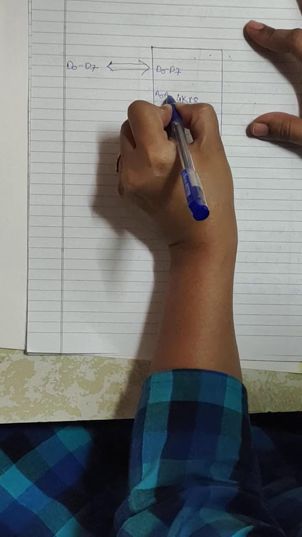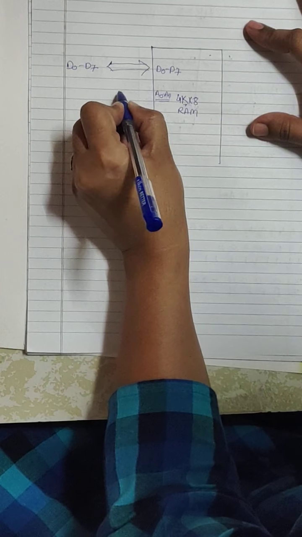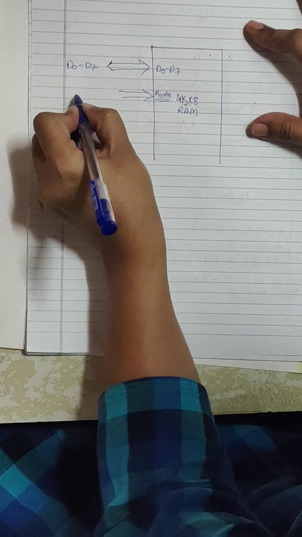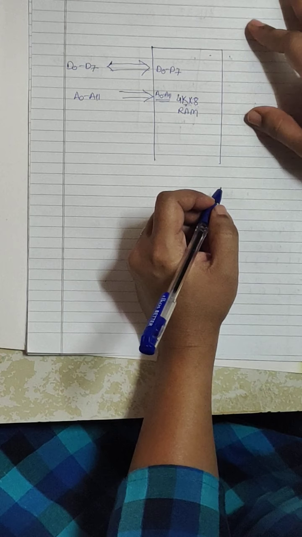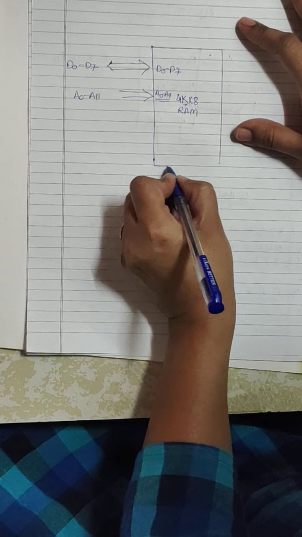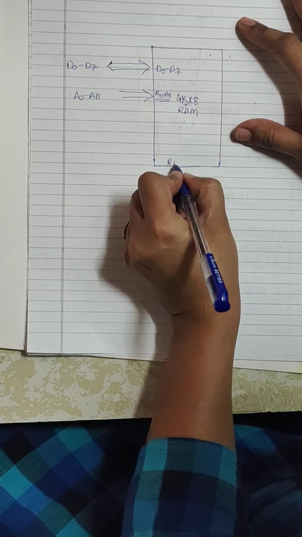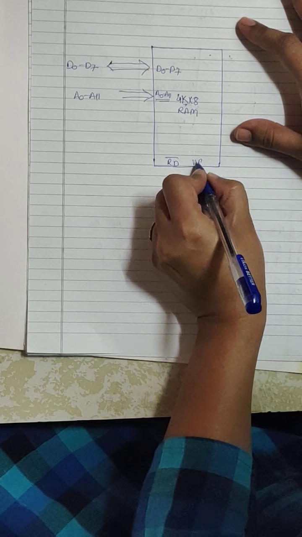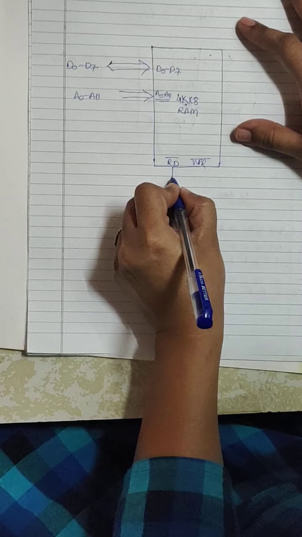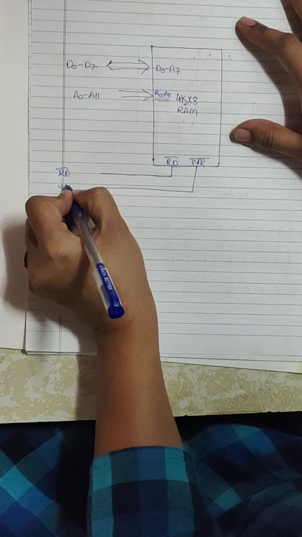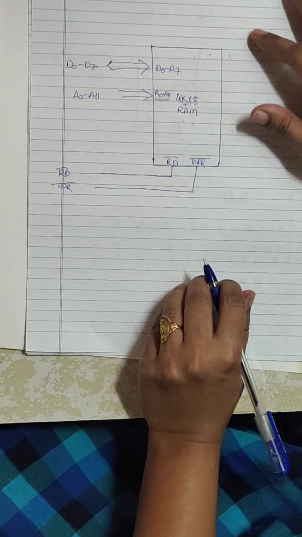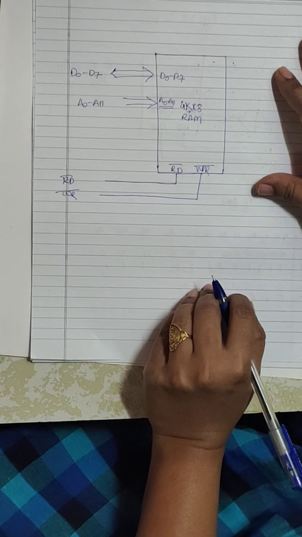Then A0 to A11, these are the 12 address pins which must be connected to A0 to A11 of the microcontroller. After that, it is the RAM IC, which must have the RD bar and WR bar pins, the control pins, which must be connected to RD bar and WR bar of the microcontroller.